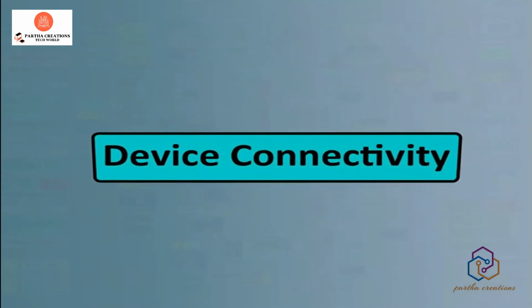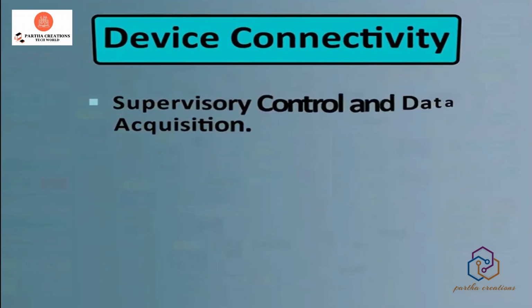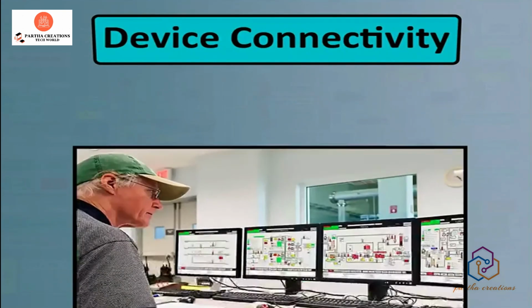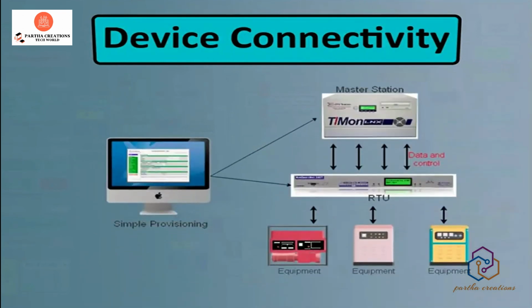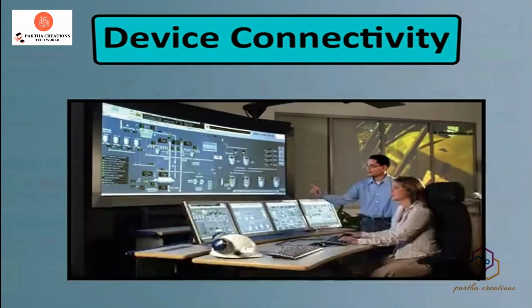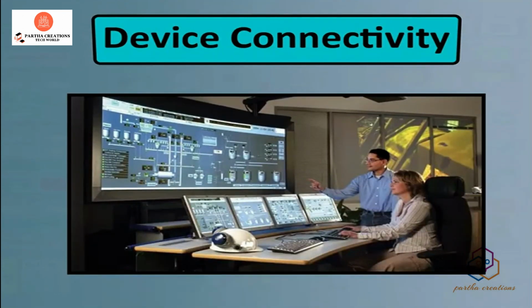Device connectivity. It is another feature. What is device connectivity? As we have seen, SCADA, supervisory control and data acquisition, means not only can we supervise it, but also control it. In order for SCADA to control those things, it has to communicate with the hardware and all the different kinds of devices. So we will connect this SCADA, do the networking, and then operate our plant with the help of this SCADA. So this was device connectivity.